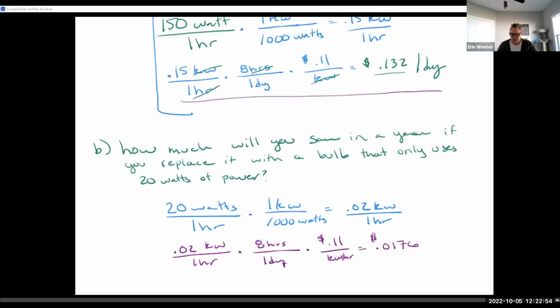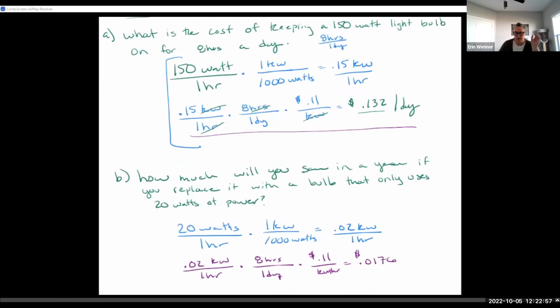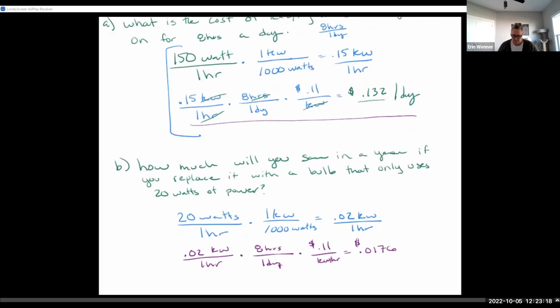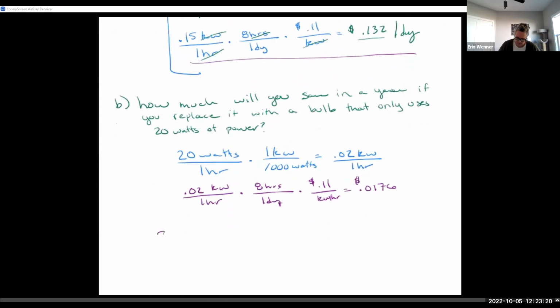So we zoom out a little bit. The 150 watt bulb costs $0.132 per day. The 20 watt bulb costs $0.0176 per day. So to ultimately get our savings in a year, we figure out how much savings we have for just one day. And the savings for one day is going to be 0.132 minus 0.0176.